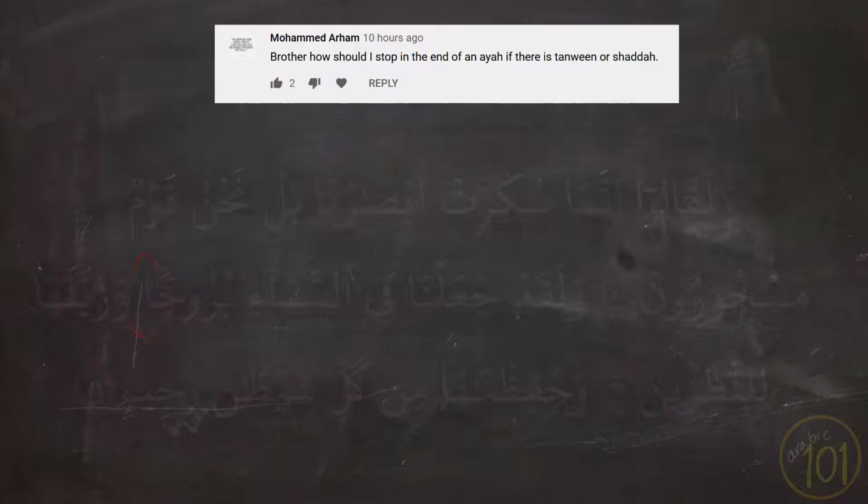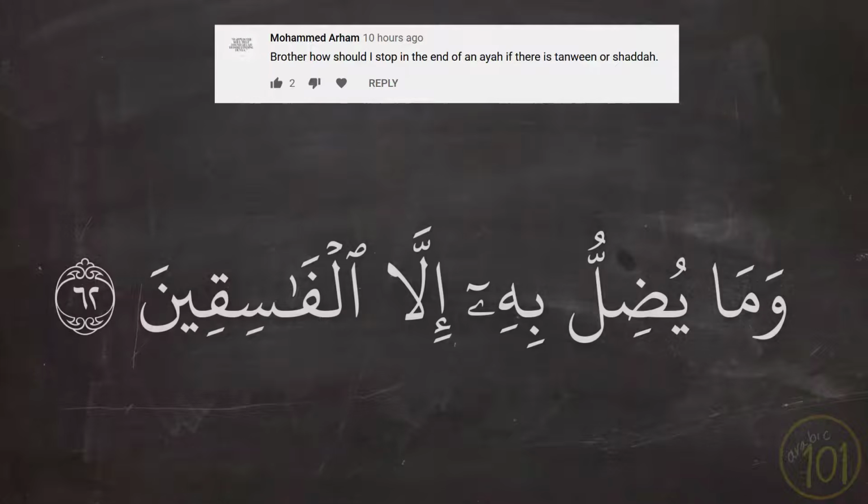Now, as for stopping at a word that has shadda, answering this question completely requires an entire lesson. But I'm going to try to summarize the most important aspects. As you might know by now, shadda means doubling the letter. If you stop at a word that has shadda, you'll have to pronounce this letter clearer to show that this letter ends with shadda.